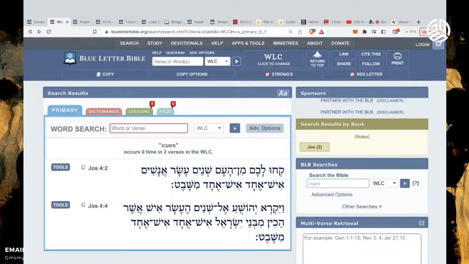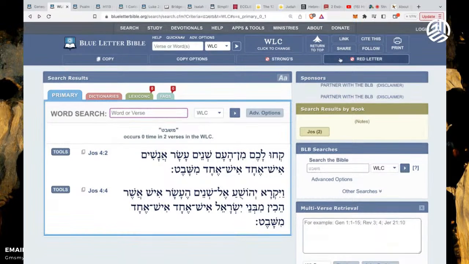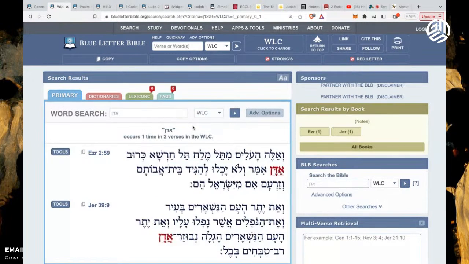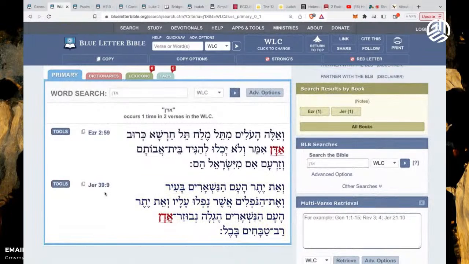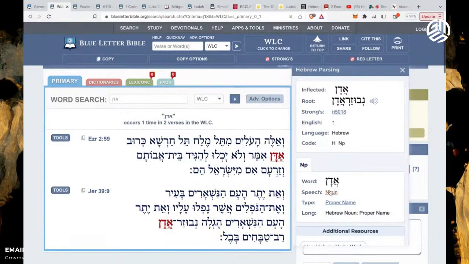Let's look for the word. Where we at? Where's my keyboard? Adon. Okay, which will be the root word of Adawan. So we got two examples. Let's see what comes up. I want to get this one on Jeremiah. Let's click in and see.